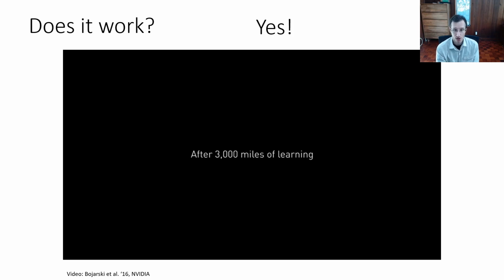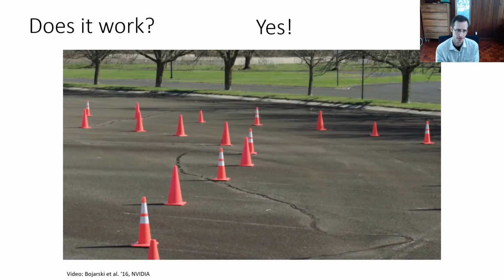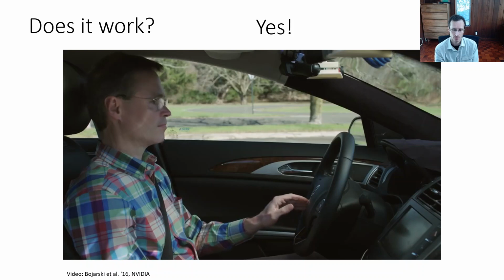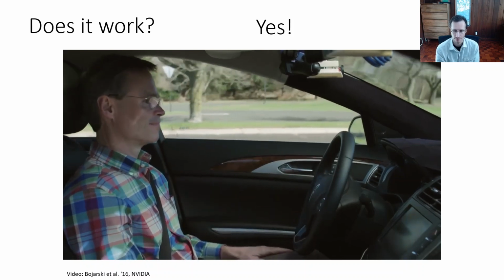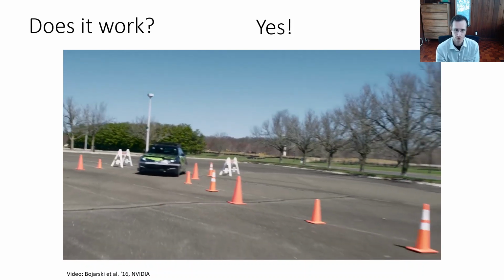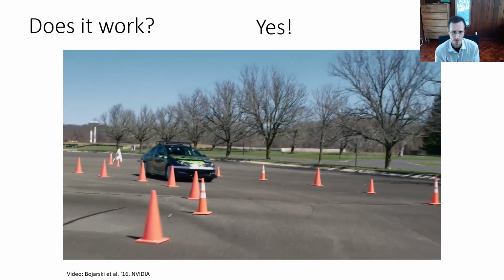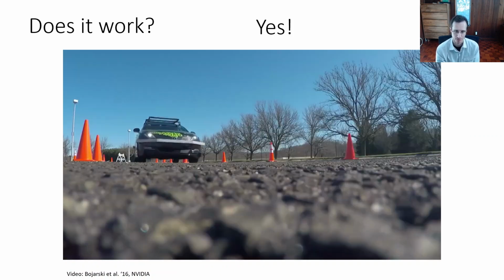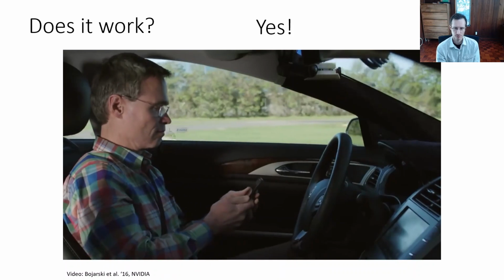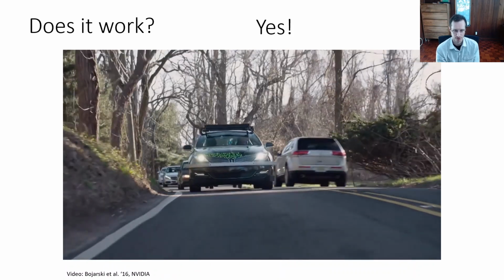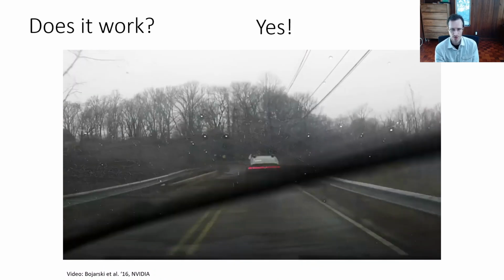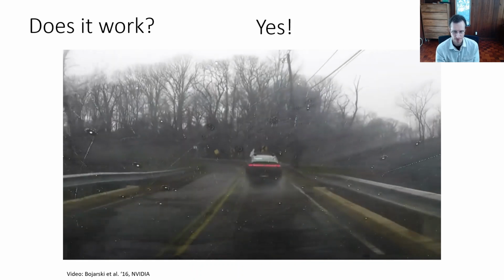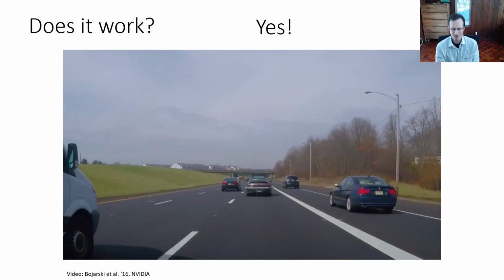But after they collected a lot of training data, 3,000 miles of training data, they could actually get a vehicle that would follow lanes reasonably competently. It could drive around the cones, it could follow roads. I mean, they always have a safety driver in there, and it's not by any means a complete autonomous driving system. But it certainly seems like the pessimistic picture on the previous slide might not actually hold in practice, at least not always. So, what is it that this paper actually did?